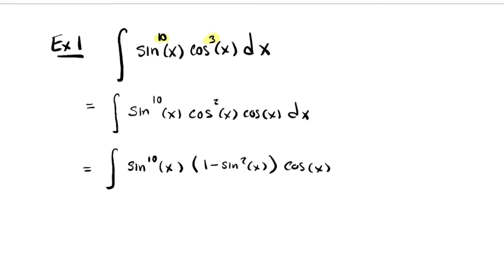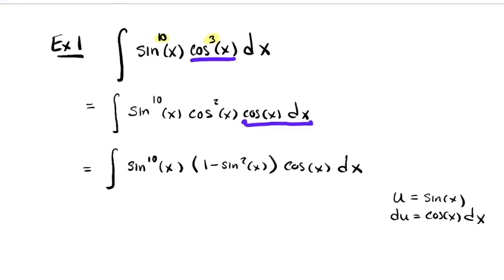Cosine of x is still there, and I've got my dx. Okay, now I'm going to make a variable substitution. I'm going to let u equal the sine of x. Why? Because then du is cosine of x. If you want me to say a little bit about my strategy, that's why I split this cosine of x off. I split one of the cosines off cosine cubed because I knew that if I let u equal sine, then that extra cosine would be my du.